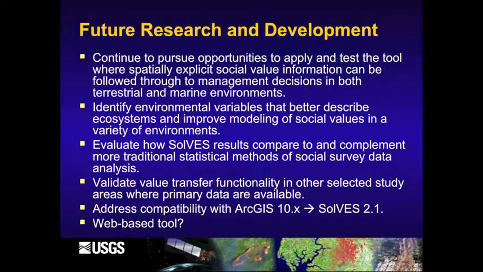And finally, for future research and development, we're continuing to pursue opportunities to apply and test the tool where spatially explicit social information can be followed through to management decisions in both terrestrial and marine environments. We're identifying environmental variables that better describe ecosystems and improve the modeling of social values in a variety of environments. We're also evaluating how SolVES results compare to and complement more traditional statistical methods of social survey data analysis, and also validating value transfer functionality in other selected study areas where primary survey data are available.